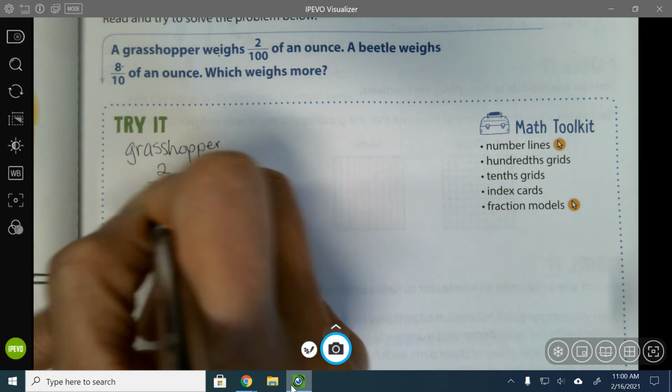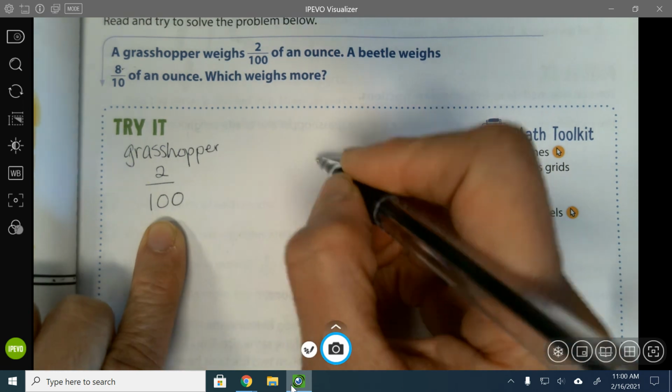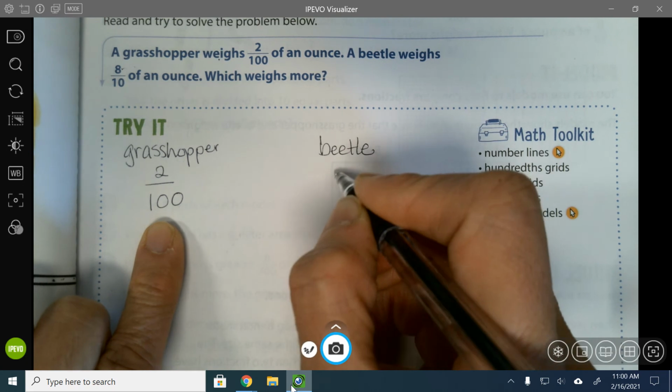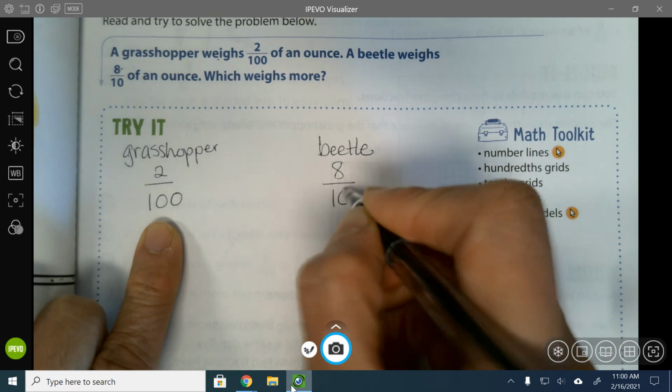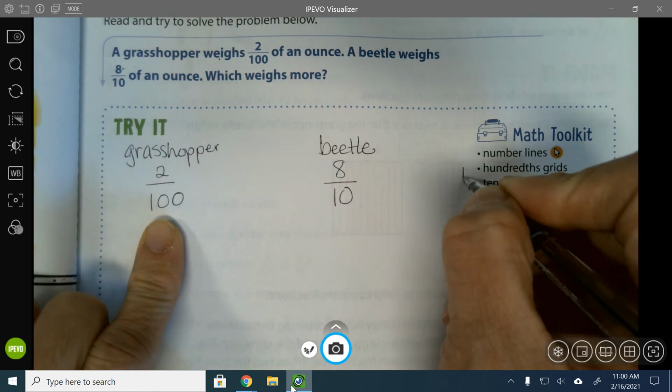So I'm going to write down grasshopper. And I'm going to write down 2/100 of an ounce. And I am going to write down beetle. And the beetle is 0.8 of an ounce. All right. So now, the first step, here's method 1.